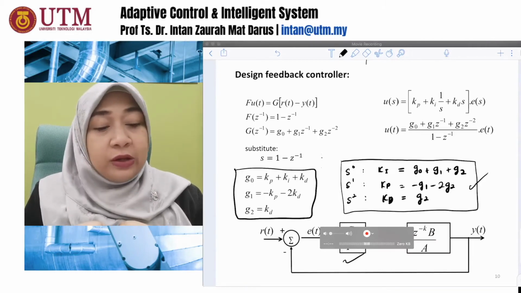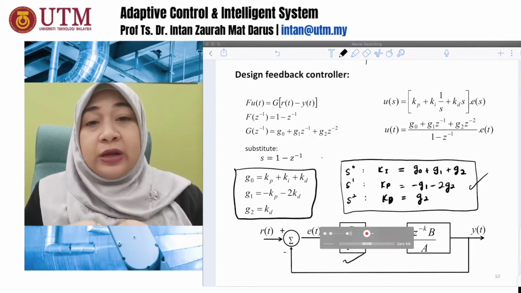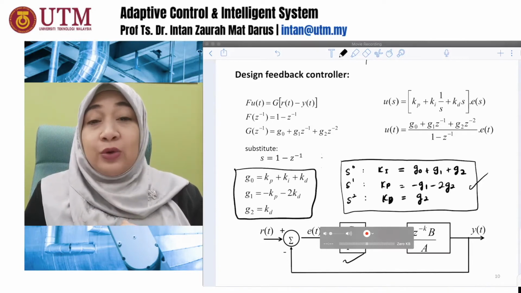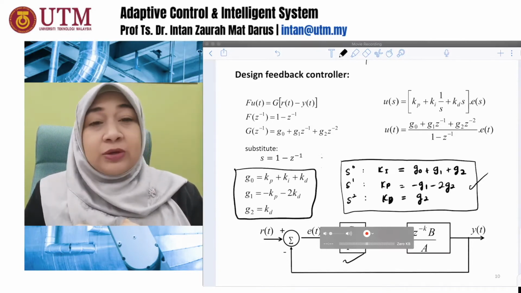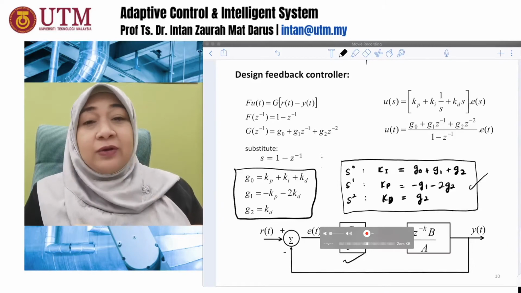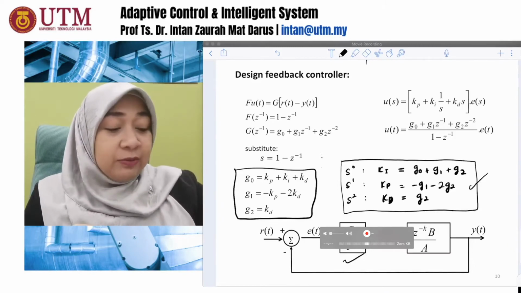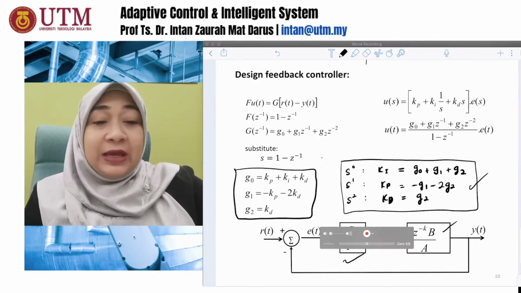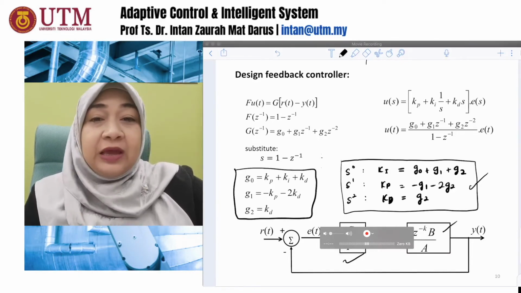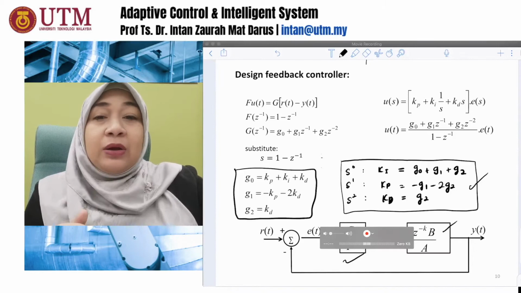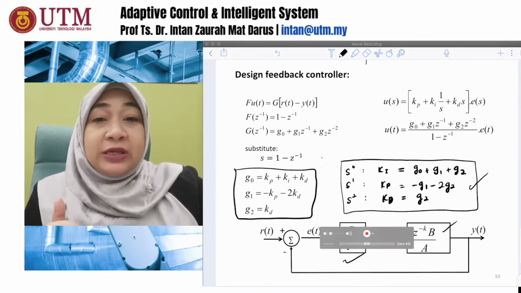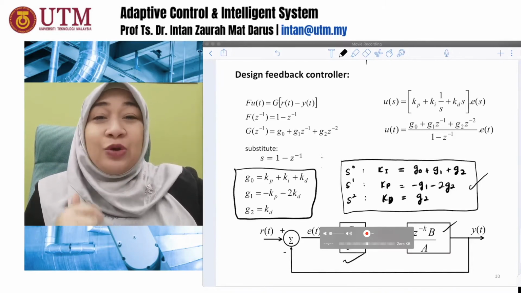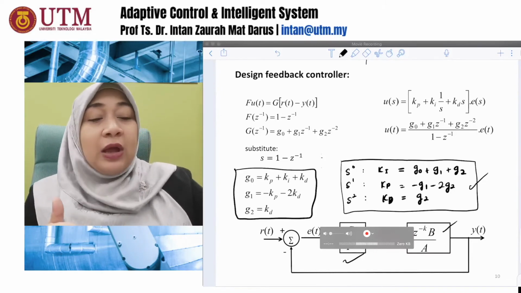Okay, so how can we actually look further into this? If you look at your controller, you have to look at the overall transfer function of the closed loop system equation, because your controller is G over F. At the same time, you have your system transfer function, which is Z to the power of minus K, B over A. So can we get our closed loop system equation based on this? Because we have our objective, isn't it? The objective is to have a steady state error of 0. So how can we do that?